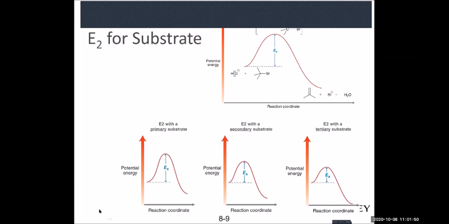Okay, so this is the primary, secondary, and tertiary. Both the product and the activation energy are lower in the tertiary than in the primary, and therefore it's faster. So this basically explains why tertiary carbons react fastest.